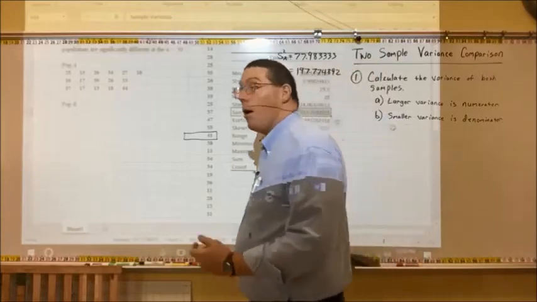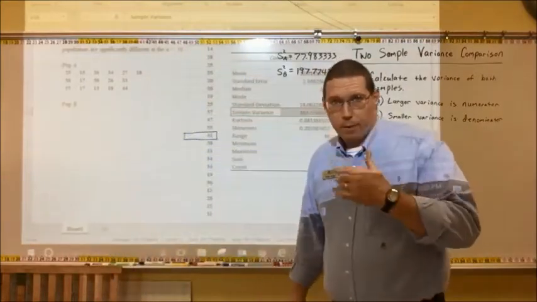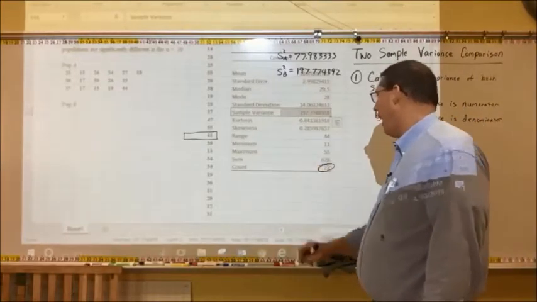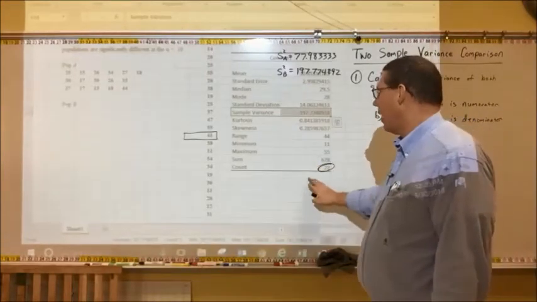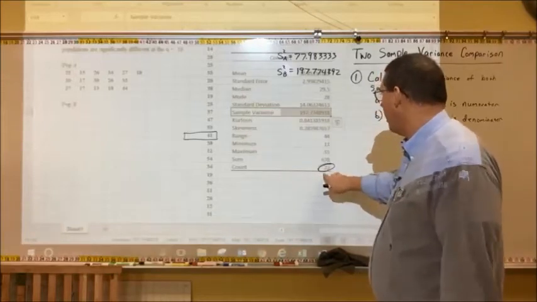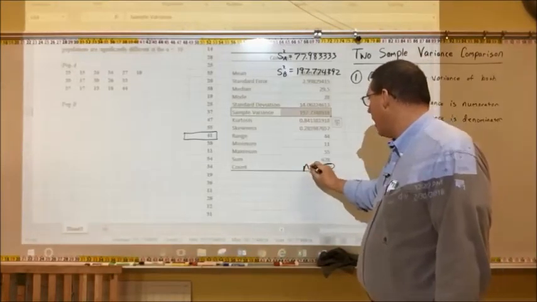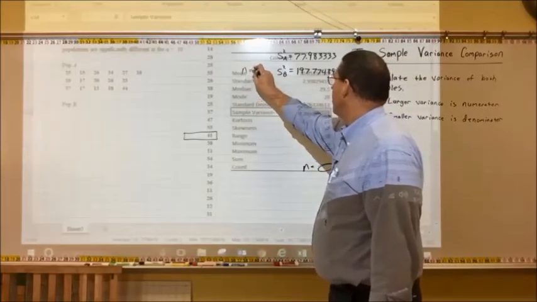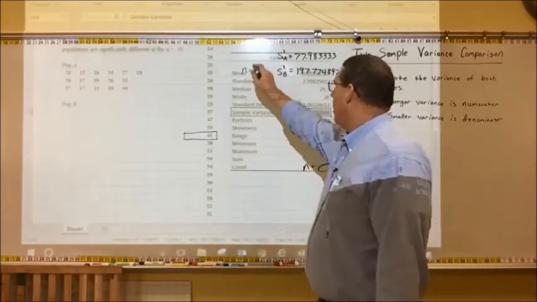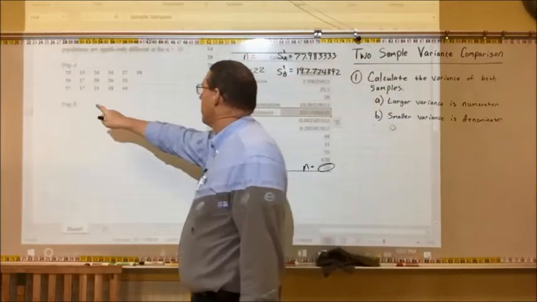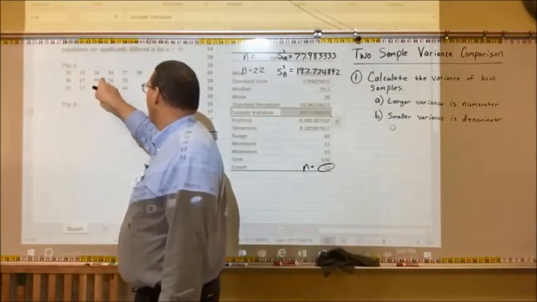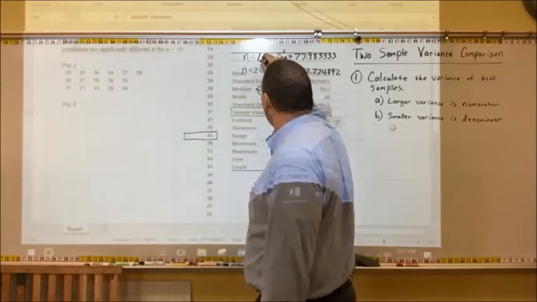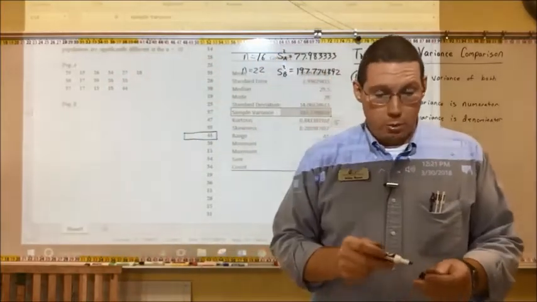All right, now, there's one other thing that we're going to need, just to make sure we get that now, is we need the N. We need the count, okay? And I forgot to get the count for population A, but you can see here that the count, that's the N, right? So the N for population B is 22, and the N for population A is, let's see, 1, 2, 3, 4, 5, 6, 7, 8, 9, 10, 11, 12, 13, 14, 15, 16. So N is 16. And now we are done with the computer.